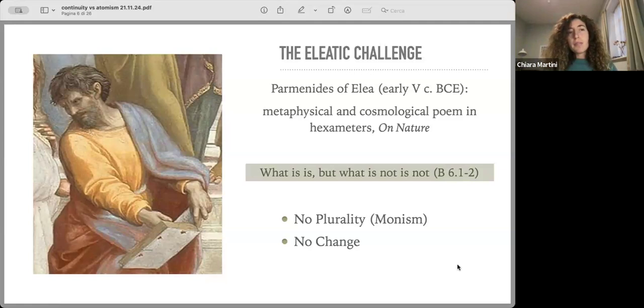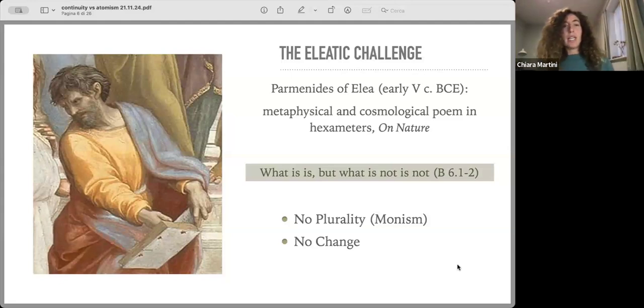Parmenides starts from something that sounds very innocuous. He starts by saying what is, is, and what is not, is not. Now, that might seem mysterious. You might wonder, why would anybody want to say that? But that doesn't sound false. It sounds pretty okay, pretty tautological, pretty reasonable to say that what is, is, and what is not, is not.